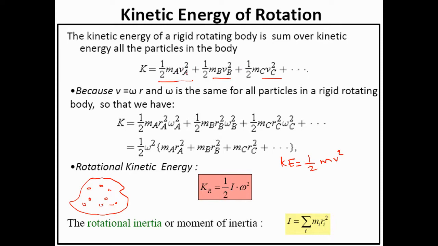Now I'm going to replace this v with r omega, because we already studied the relation. Just as I told you before, you replace m with I and you replace v with omega. If you apply this rule here, finally I get the kinetic energy for all these objects, which is the rotational kinetic energy, K R, equal to the summation of half I omega square, with i from 1 to n.